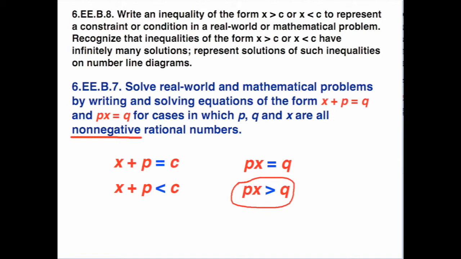As you know, when you have an inequality, if you multiply or divide by a negative, that involves switching the inequality sign around, and that's a lot more complexity. But that is not an expectation here at this grade level in grade 6. So again, p, q, and x are non-negative. They're positive numbers, which makes a huge difference when dealing with inequalities.